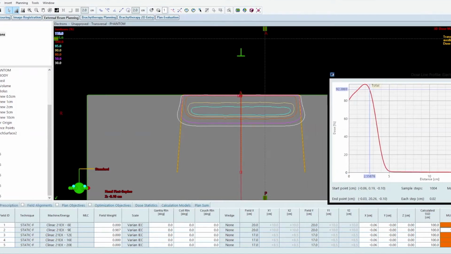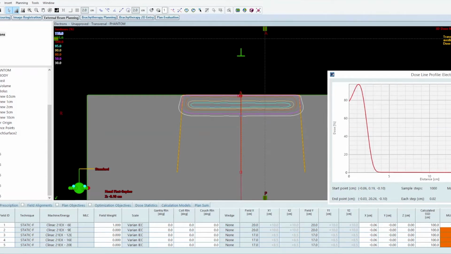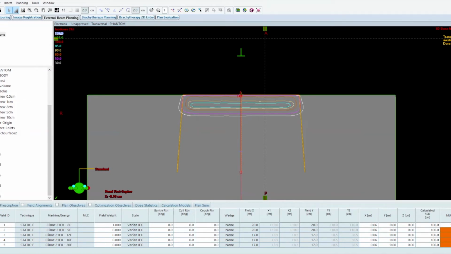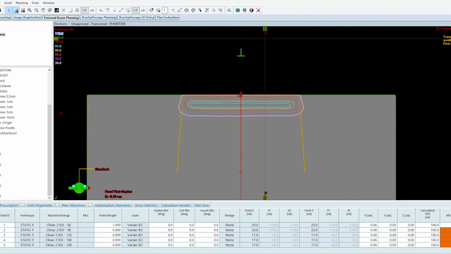If I look at isodose lines, let me flip back and forth here. 6E isodose lines. Watch what happens. 9E isodose lines. Everything's moved down. Everything at the surface is getting slightly hotter. Let's move to 12E. Okay, let me switch one more time. So 9E, 6E, 12E.